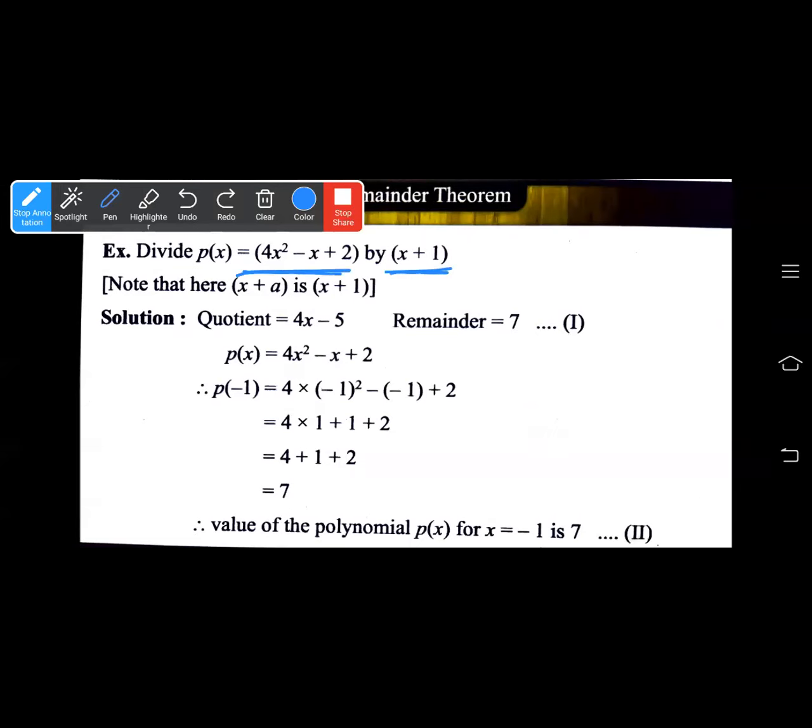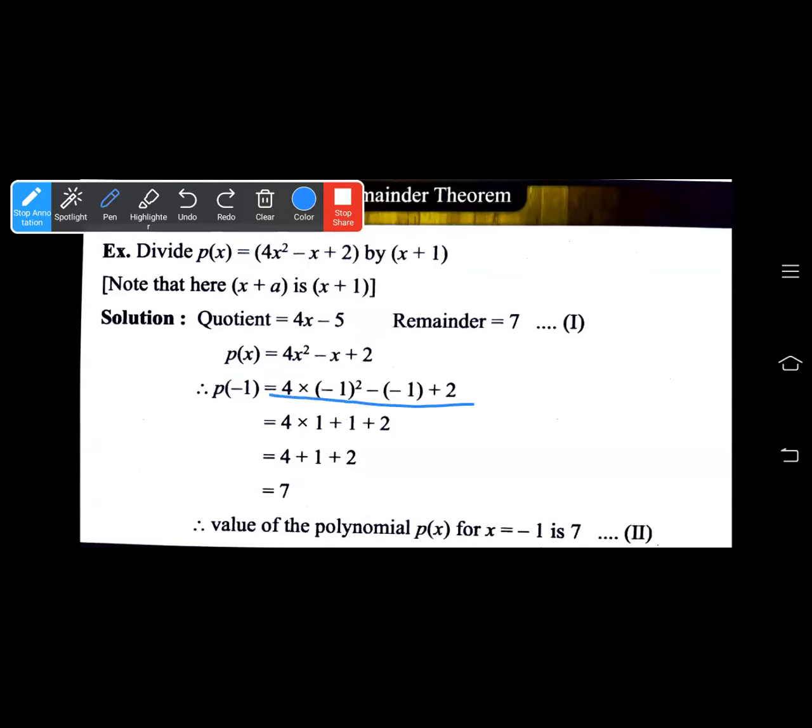मतलब divisor को हमको dividend के अंदर substitute करना है. That means x plus 1 की जगह हमको क्या लेना है, value of x from x plus 1, x is minus 1 लेना है. तो p of x will become p of minus 1 and p of x is what, 4x square minus x plus 2. तो x को हमको replace करना है minus 1 से. तो 4 into minus 1 square minus of minus 1 plus 2.